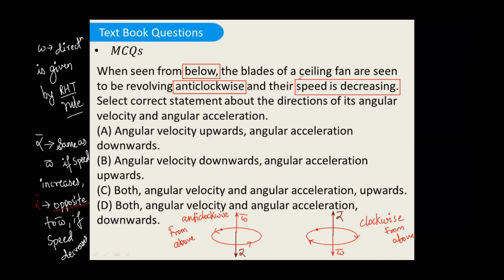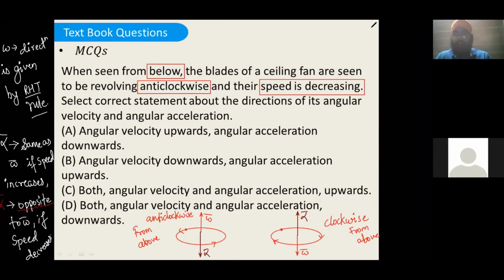The speed is decreasing, so alpha and omega are in opposite directions. Now let us understand the consequence of above and below, the importance of above and below in this case. Suppose this is a circular track, and on this circular track the particle is moving like this.